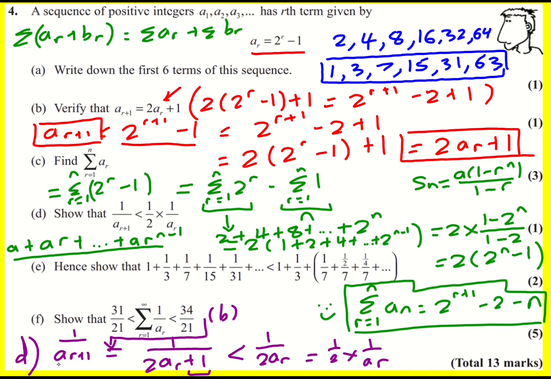So I don't know if some words of explanation are expected, but that is our derivation. That is less than this.